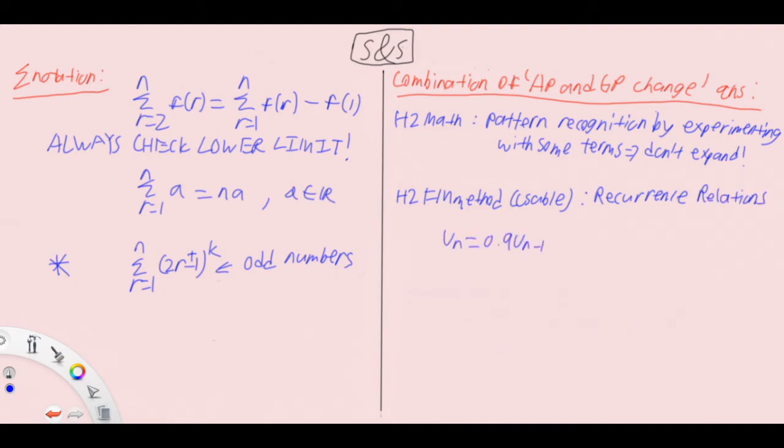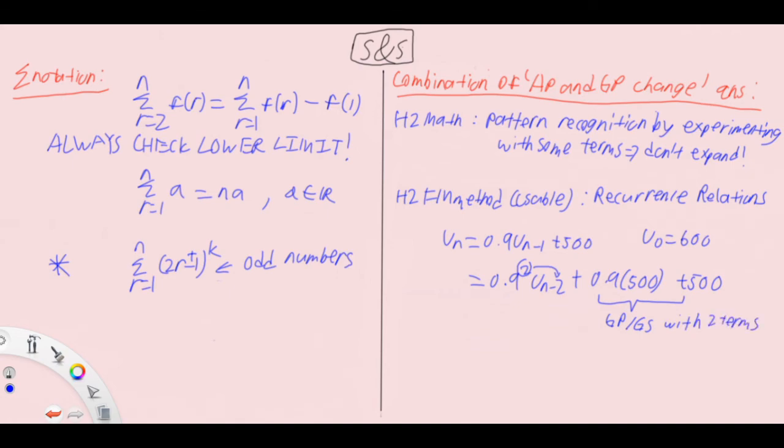So for example, if we have un equals 0.9 times un minus 1 plus 500, and then we have our first term being u0 equals 600, we're simply expanding by substituting un minus 1 to give us 0.9 squared un minus 2 plus 0.9 times 500 plus 500, and notice that the power of 0.9 is the same as the number you're subtracting from n in un. And then on the right, you have the number of terms, which corresponds to the power.